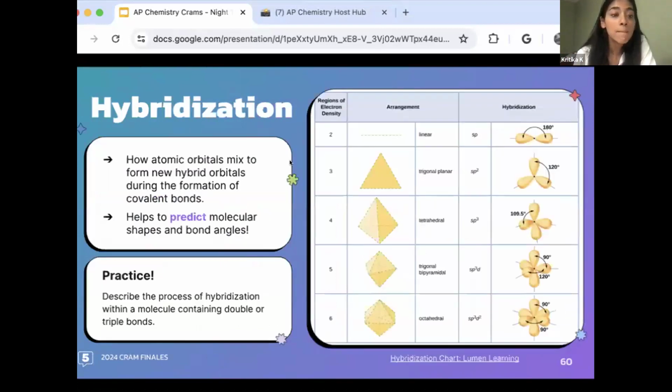So now we're going to talk about hybridization. Hybridization is how atomic orbitals mix to form new hybrid orbitals during the formation of covalent bonds. This helps us predict molecular shapes and bond angles, and it can also tell us more about reactivity. Something that I like to do for hybridization, it is fairly straightforward, but a little shortcut that I have is when you look at a molecule, for example, the one on the top right, there's a little black dot and then 2 things attached to it. That's why it's 180 degrees. So it has 2 things attached to it. So 1, 2, SP, so 2 letters.